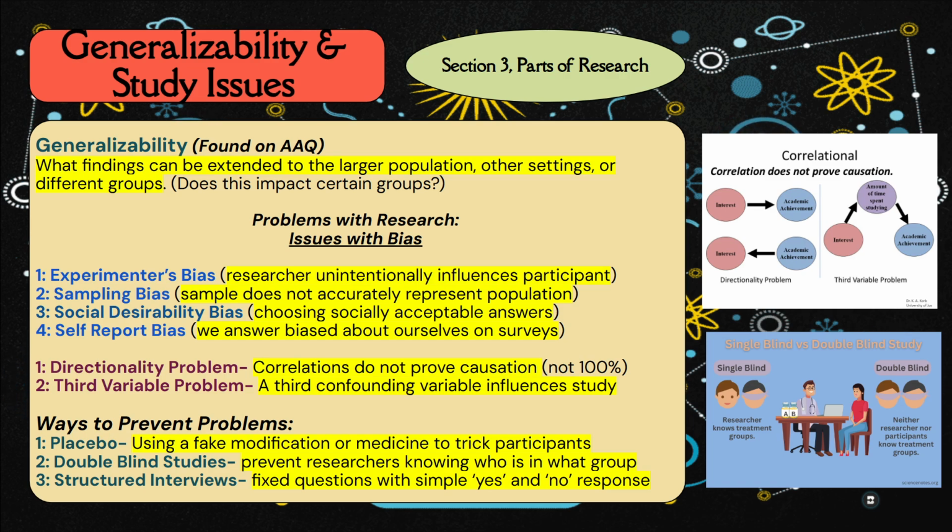Double-blind studies are when the researchers and the participants don't know who's in what group. That prevents bias. They treat each group the exact same without worrying about changing their tone or questions for one group over another. Structured interviews means that you have fixed questions with mostly simple yes or no responses. You keep it unbiased. You keep it simple. You can use it for data. It's one of the most common ways they use interviews.